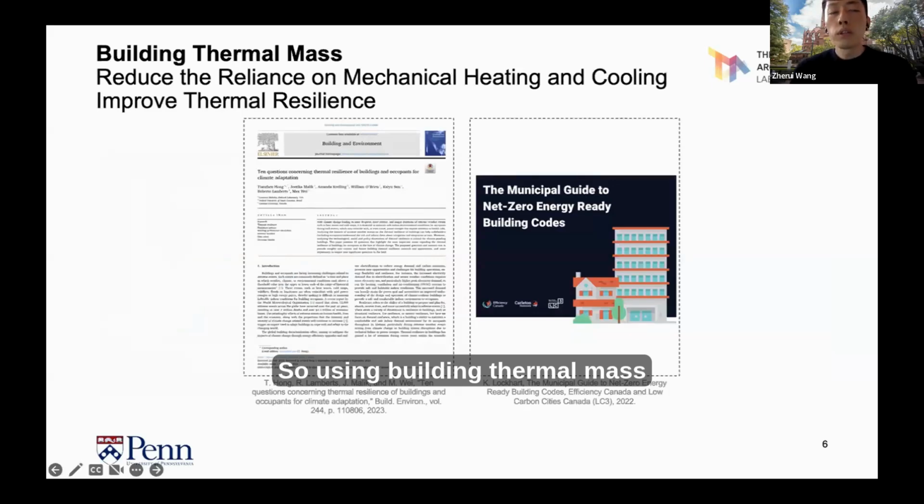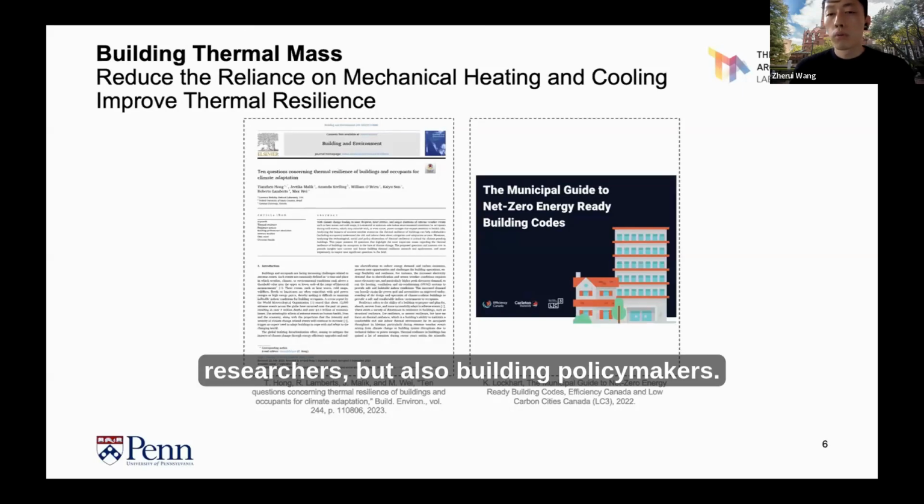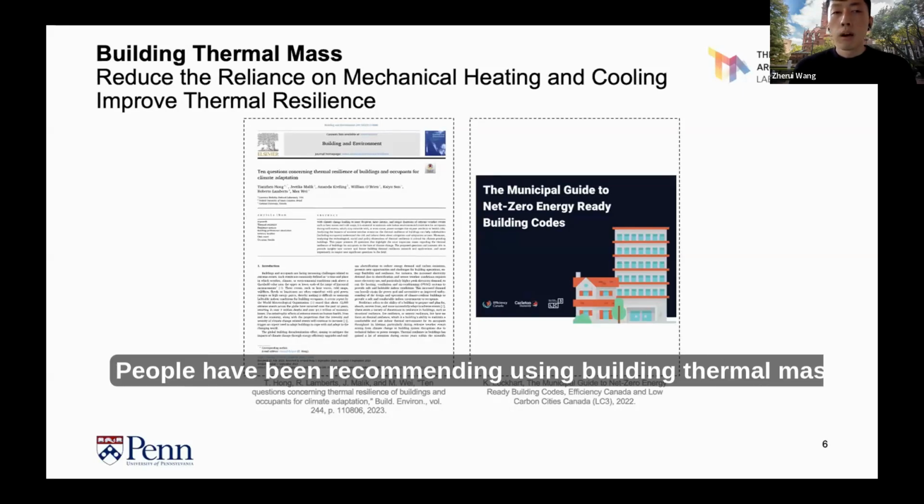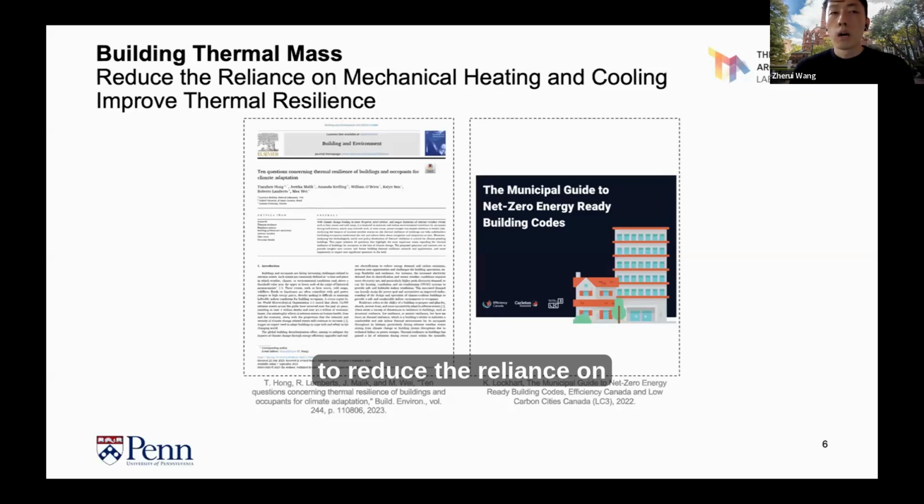So using building thermal mass has been on the agenda and the radar of a lot of building science researchers, but also building policymakers. People have been recommending using building thermal mass to reduce the reliance on mechanical heating and cooling and improve the thermal resilience of our building stocks.